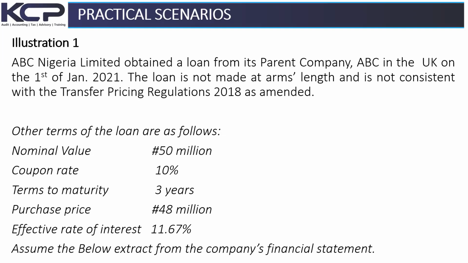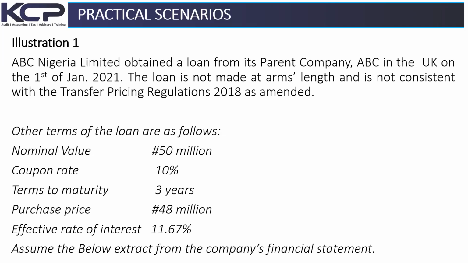So this loan is not made at arm's length and is not consistent with the transfer pricing regulation 2018 as amended, right? Other terms of the loan are as follows. You have the nominal value of the loan to be 50 million. The coupon rate is 10%. The terms to maturity is 3 years. That is a period during which this loan is expected to be repaid. Then the purchase price is actually 48 million, meaning this loan was actually taken or acquired at a discount. The effective rate of interest is 11.67.